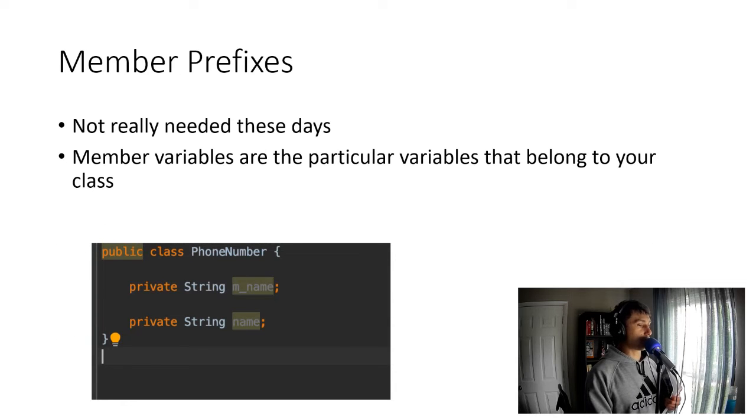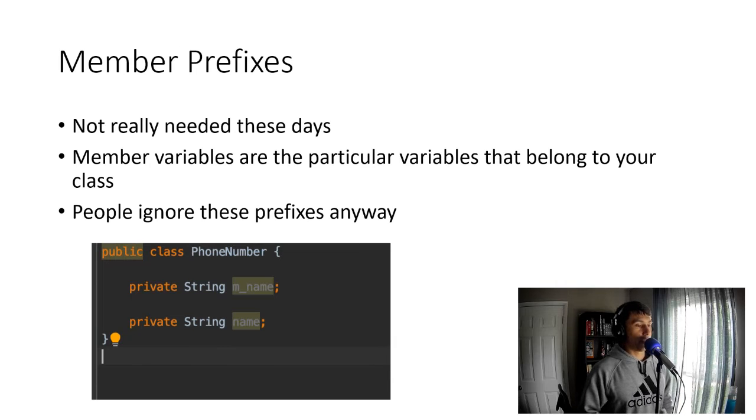So it's the same thing with member prefixes. When you have fields, so variables that are a part of a class, like you have this class phone number, you don't really have to prefix it with an M to say that, oh, this M name is directly related to the phone number class. It's a member variable of the phone number class. You don't really need that anymore. And that's kind of Tim saying, well, that's something that's kind of redundant nowadays. So it'd be better to just name it private string name.